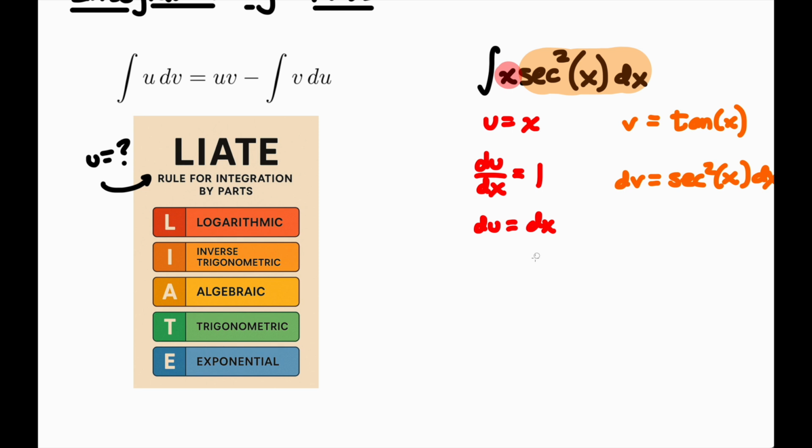Okay, so let's do that. We're going to have uv as the first thing, so that's just going to be x times tan of x. That's the uv part of it, this part right here. All right, minus the integral of v, which in this case is tan x, times du. Well, du is equal to dx. It says it right here. So we're just going to put a little dx right here.